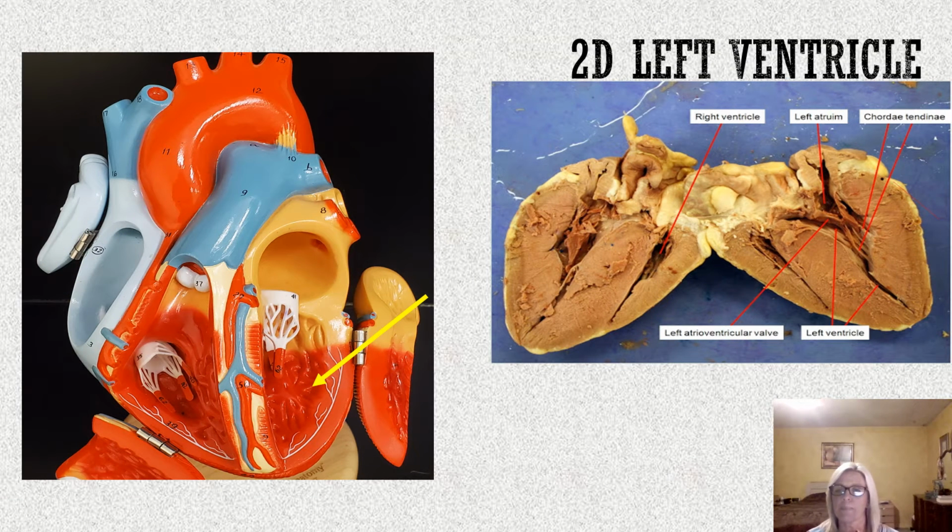So the lower chambers are the ventricles, correct? And is this going to be right or left? You said left, that's correct. All right, so this is the left ventricle. It's a chamber, of course, of the heart. It's a holding place for blood.